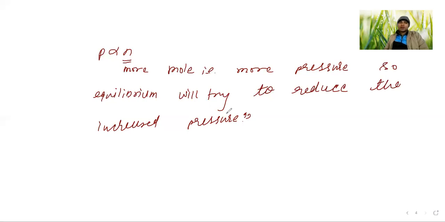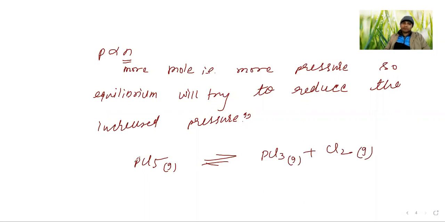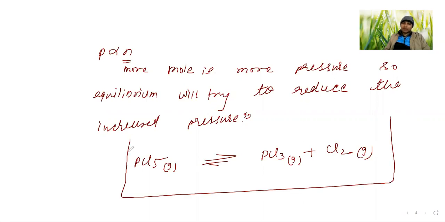Yes, sir. Now I am changing the equation. Let me see whether you will be able to understand. See, PCl5, this is a gas, is converting into PCl3 plus Cl2. All are gases. Now we are going to increase the pressure of the system. I am increasing the pressure from the top.